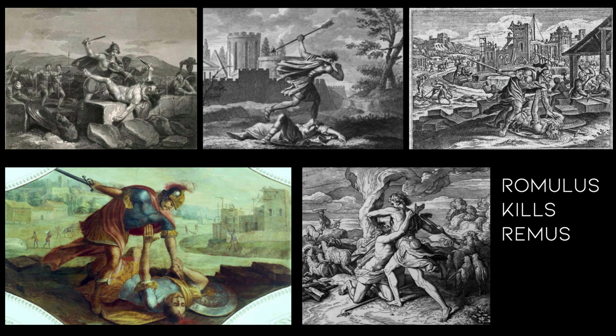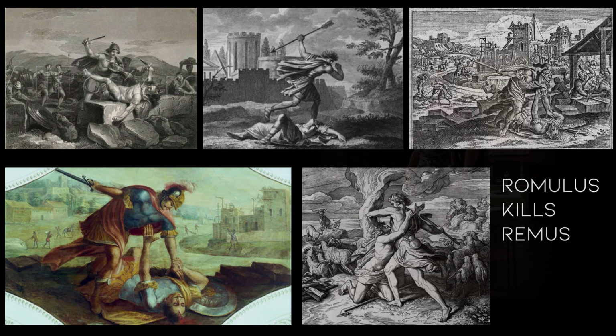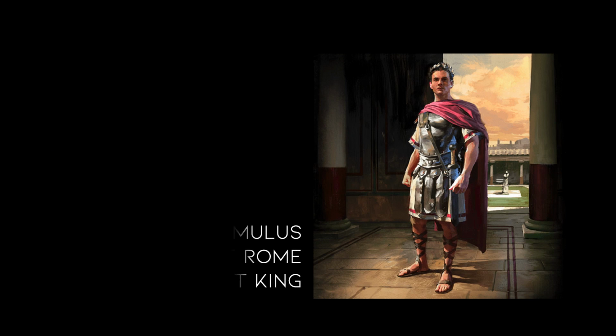And then he basically continued to build the city that we now call Rome. He became the first king of Rome. There you have it. Romulus, the founder of Rome. April 21st, 753 BC. That's a date you're going to want to know, 753 BC.